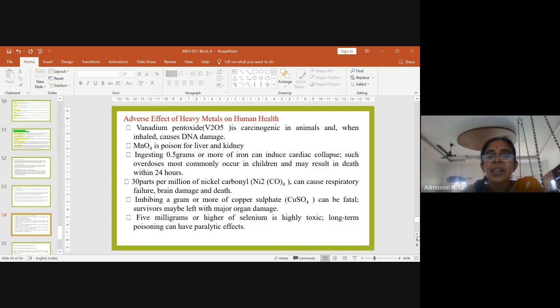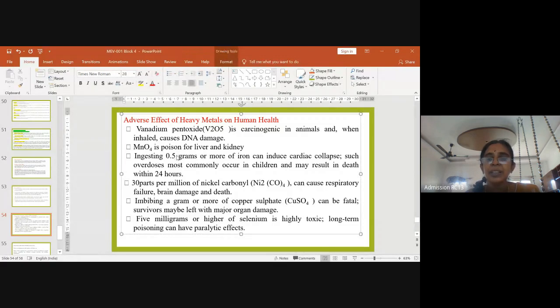Manganese tetroxide is poison for liver and kidney. And ingesting, meaning eating, 0.5 grams or more of iron can cause cardiac collapse. And 30 parts per million (ppm) of nickel carbonyl can cause respiratory failure, brain damage, and death.